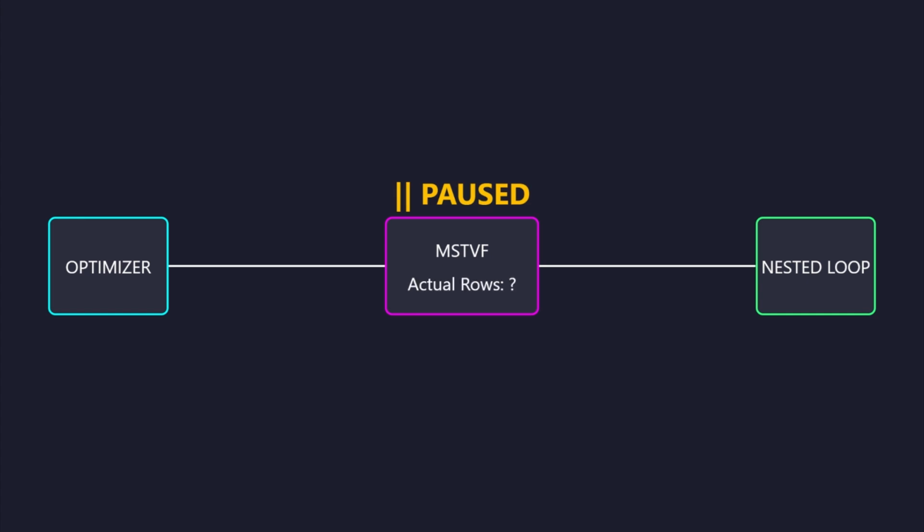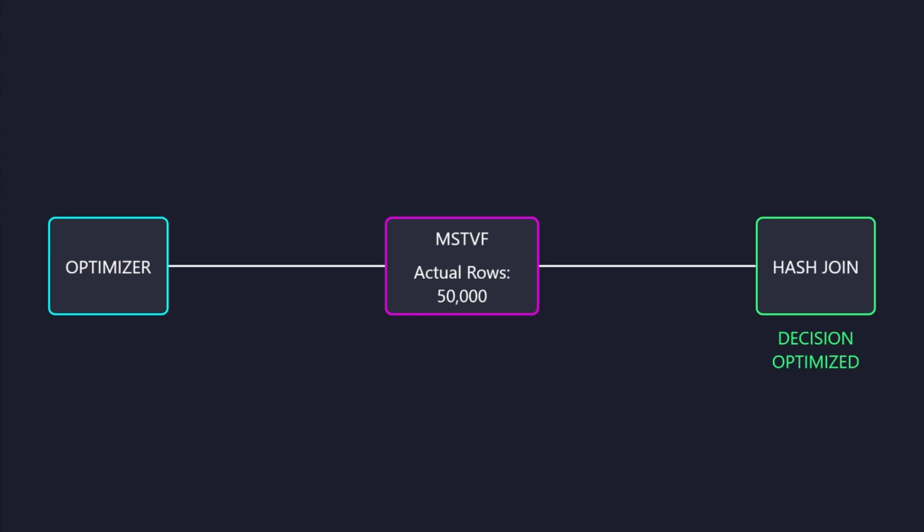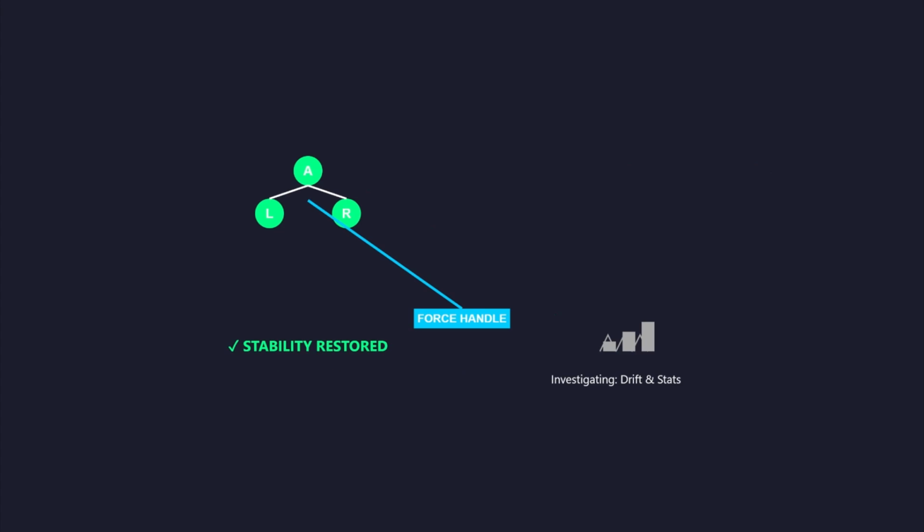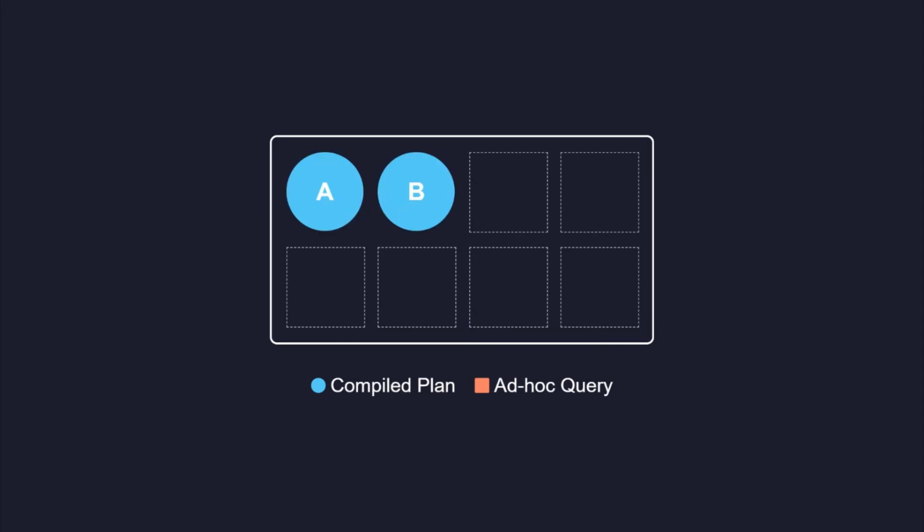Interleaved execution pauses the query plan for multi-statement table-valued functions to calculate actual row counts. This pause allows the optimizer to make better downstream decisions based on real data rather than blind guesses. When a known good plan is replaced by a bad one, you can force the previous plan using its handle. This provides immediate stability while you investigate the underlying cause of the plan change, such as data drift or updated statistics.